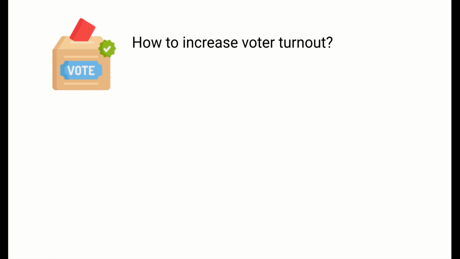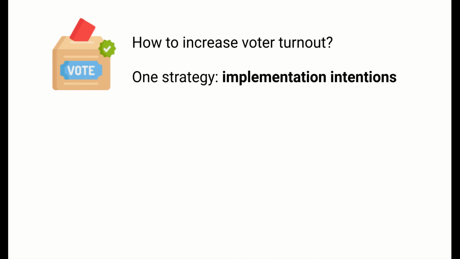Let's examine an issue relevant to political science and civic engagement: voter turnout. So many different parties are incredibly interested in finding interventions that will effectively get people to vote. One such strategy is the writing of what are called implementation intentions. An implementation intention is a statement that plans out when and how you'll perform a certain action.